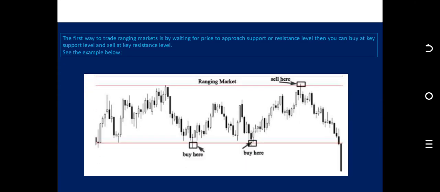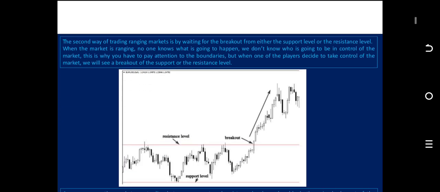Okay. Now let's see if we have any other example. So this is another example of how you trade a ranging market. When it touches this line, you buy here, or if it is this one, you buy here. This is a ranging market, and when you buy here, you must target the opposite line, the resistance line. If you sell here, you must target the opposite line, which is the support line. That is how to trade a ranging market.